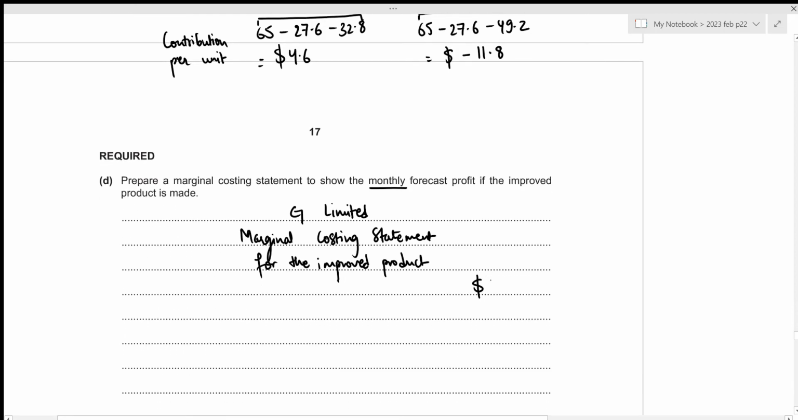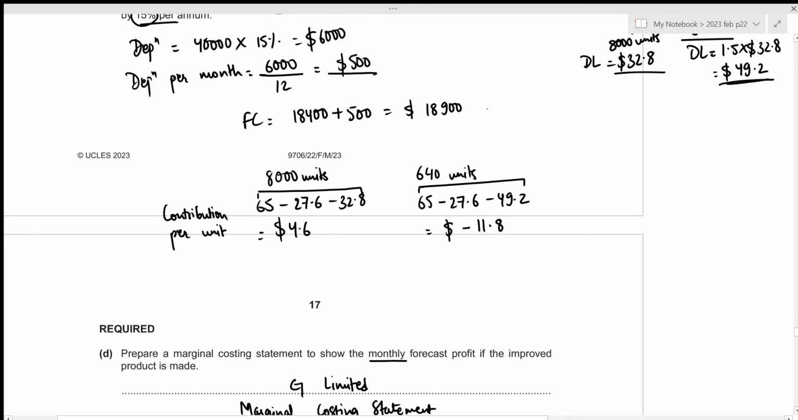Okay, now let's start with the total contribution. We have two different contributions for this. For the 8,000 units, we have the contribution per unit of 4.6, whereas for 640 units, we have the contribution per unit of negative 11.8. So this results in our total contribution to have the amount of 29,248. Now, according to our marginal costing statement, we should just subtract our fixed cost after the contribution. So that's minus fixed cost, which we have already figured out to be 18,900.